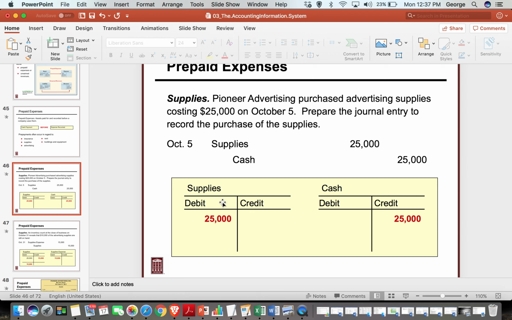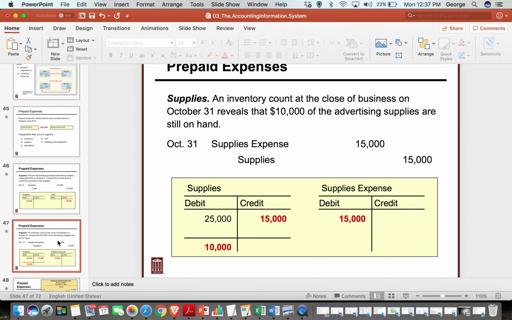Okay, supplies has a debit balance, increased by debit by $25,000. Cash has a debit balance. We're decreasing it by 25,000. Of course, my debits still equal my credits. All right, so then we count the inventory at the end of the year, or I'm sorry, October 31st, and we have $10,000 left. So what that means is I've used $15,000 of supplies, so debit supplies expense for $15,000 and credit supplies for $15,000.